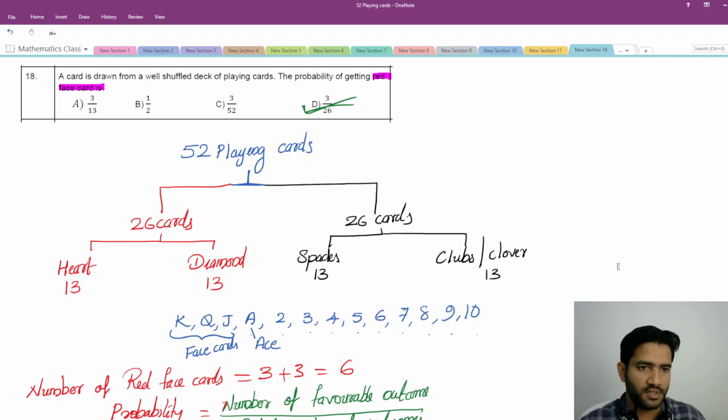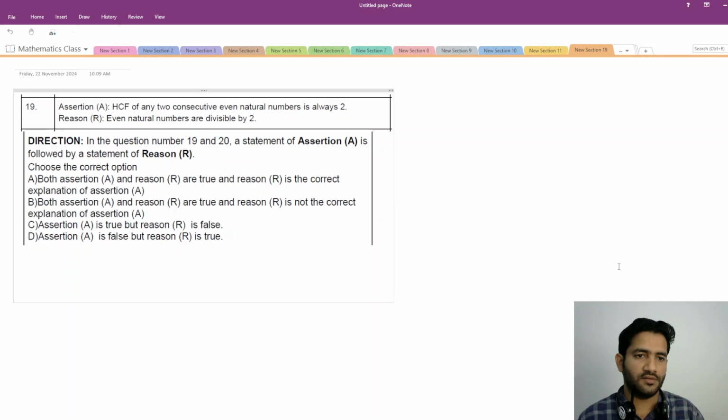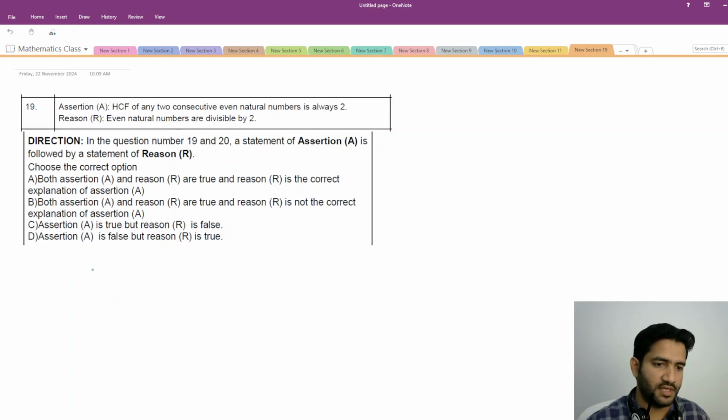Okay, then look at the 19th one, assertion and reason. And then we have some directions. In questions number 19 and 20, we have the same assertion and reason. We want to find which one is correct, A, B, C, or D. So first of all, we can look at the question.